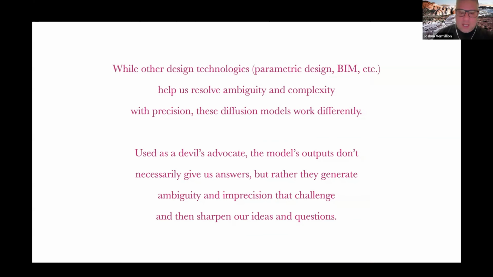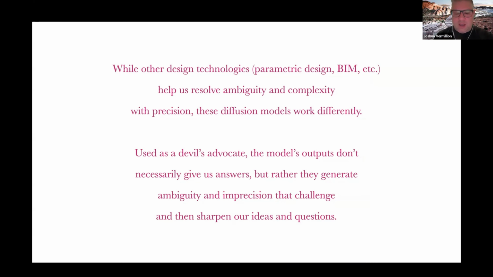And so again, this idea that normally my digital tools, right? Let's say it's Grasshopper or Revit, or these sort of parametric design tools, virtual modeling, building information modeling. Those are usually very precise tools. They help me resolve ambiguity. They help me manage complexity with precision. And AI is something completely different from all of the other digital technologies I've used. It's not precise. Rather, they generate ambiguity and imprecision.